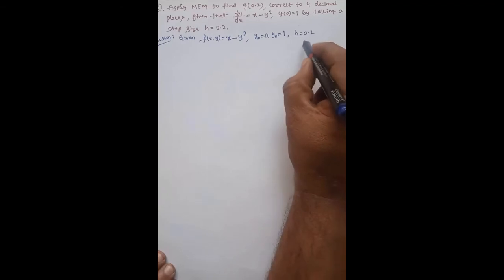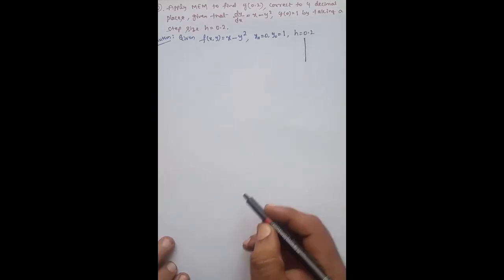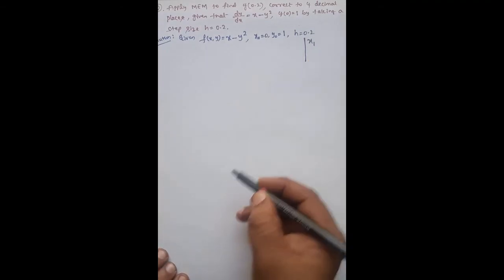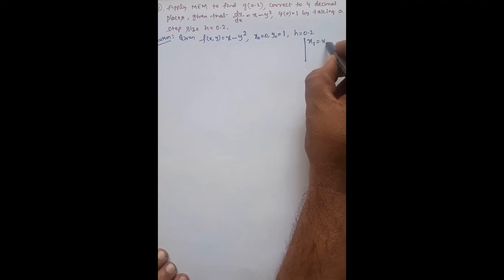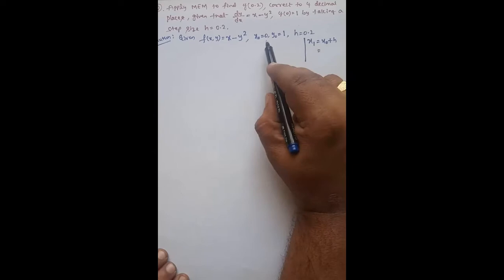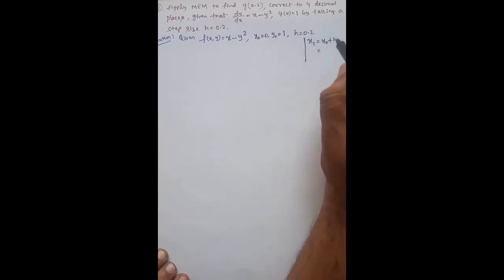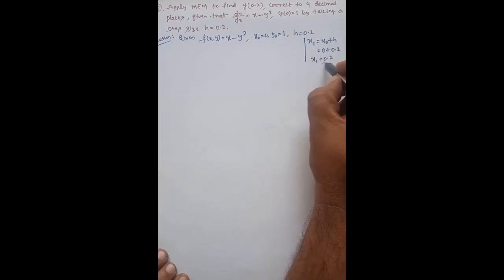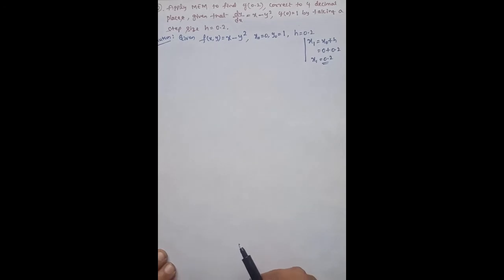So we know that in the first stage in modified Euler's method, we will calculate x1. So x1 is x naught plus h. So here you know x naught is 0, h is 0.2. So it is 0 plus 0.2. So you get x1 equal to 0.2. So this is how we can find the value of x1.